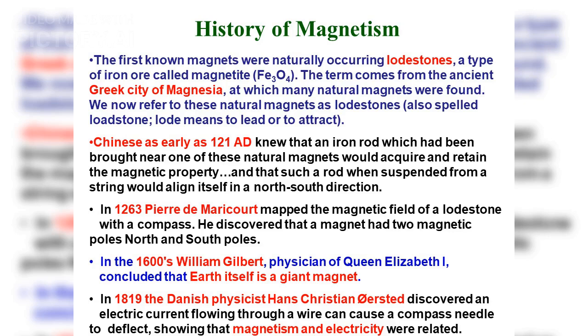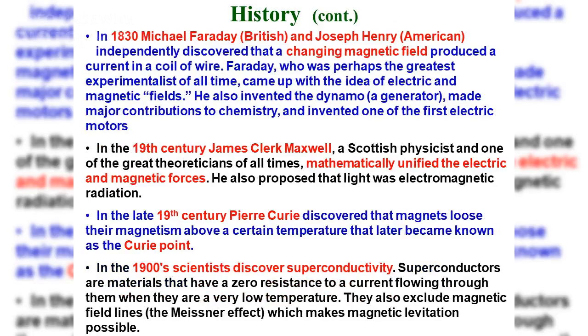Magnetism has a rich history, starting with the discovery of lodestones. Over centuries, scientists like William Gilbert and Hans Christian Ørsted have significantly contributed to our understanding of magnetic properties. The 19th and 20th centuries saw groundbreaking discoveries by scientists like Michael Faraday and Pierre Curie, who expanded our knowledge of electromagnetism and magnetic materials.